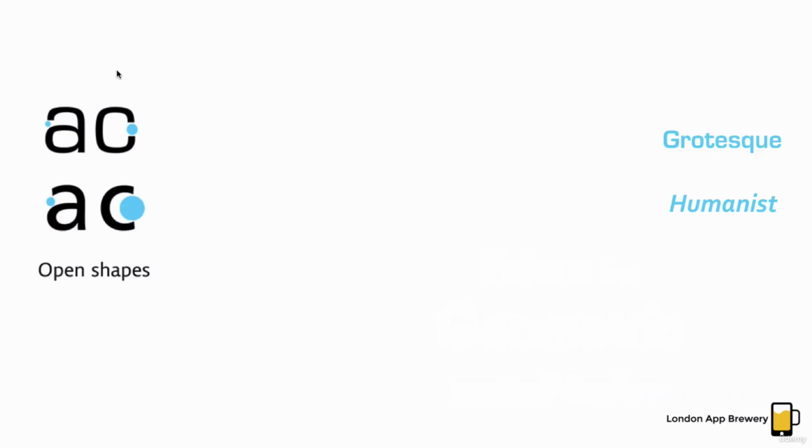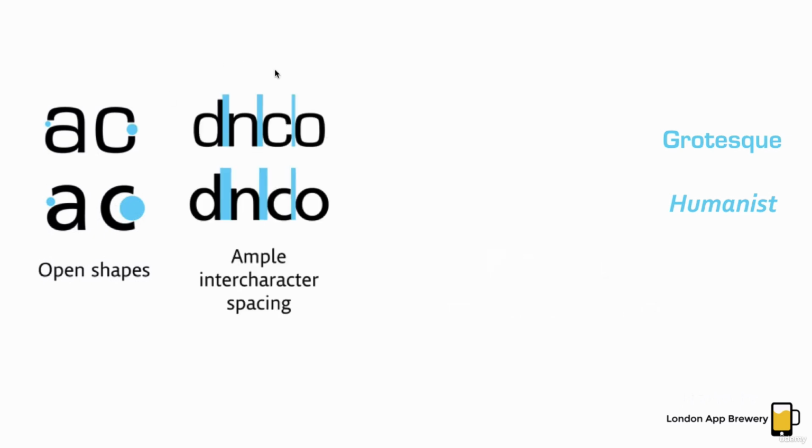Now, in the study, they tested the difference between a grotesque typeface, which you can see up here, versus a humanist typeface down here. And we're going to talk about some of the things that make a particular typeface more readable than the other. So first, you can see that the humanist typeface has more open shapes. If you look at the C, the size of the opening is slightly larger than the C in the grotesque typeface. Also, if you look at the intercharacter spacing, in the grotesque typeface, there's less distance between each of the letters than the humanist typeface, also making it slightly harder to read.